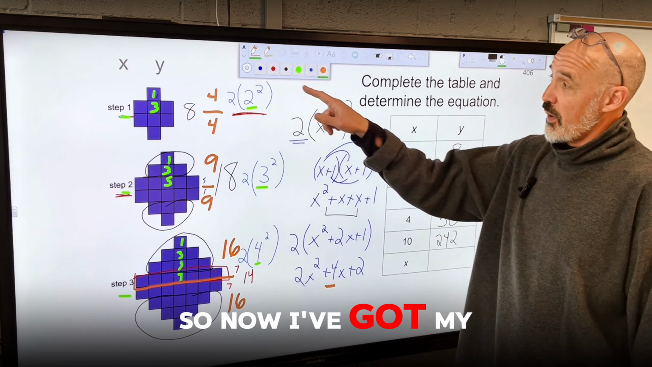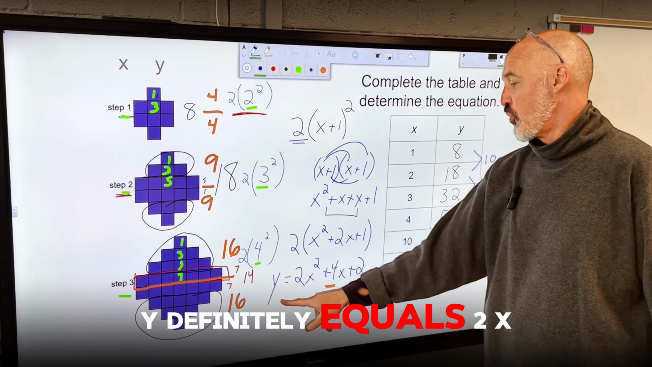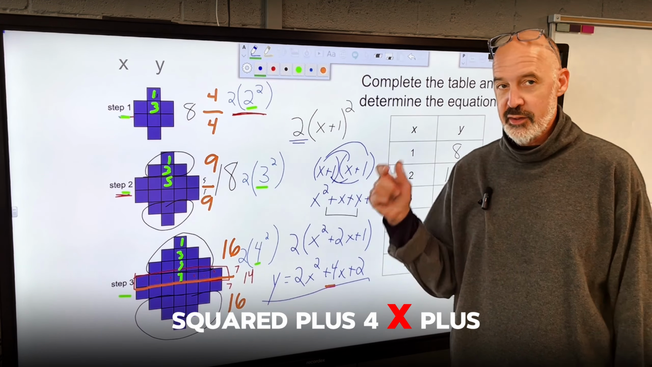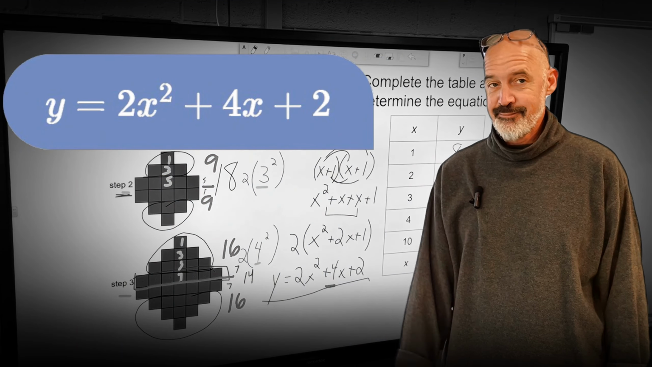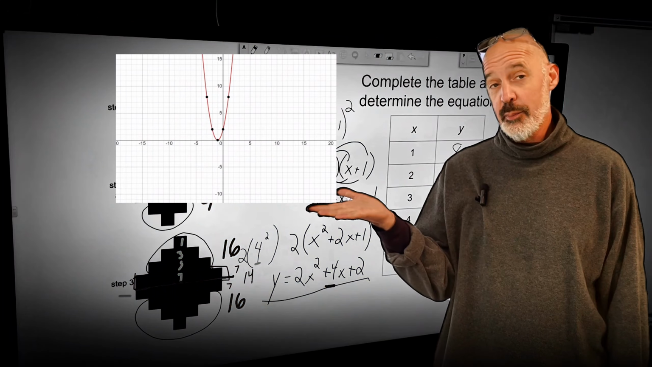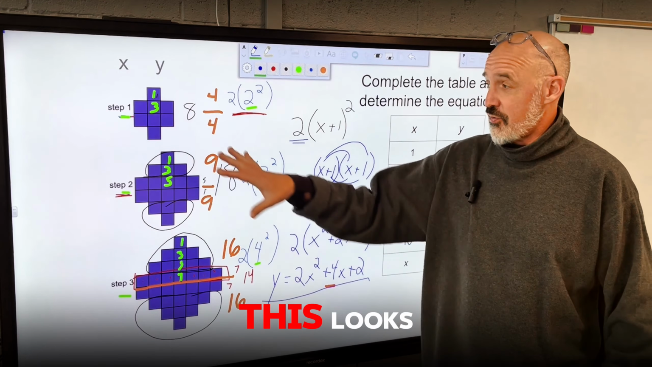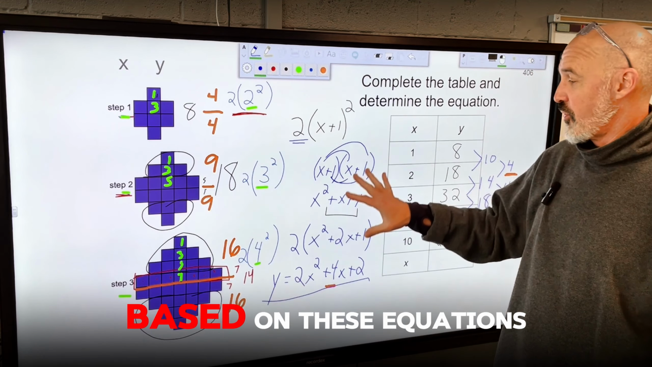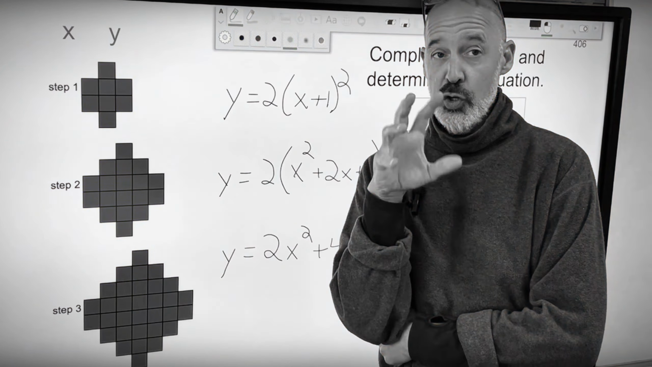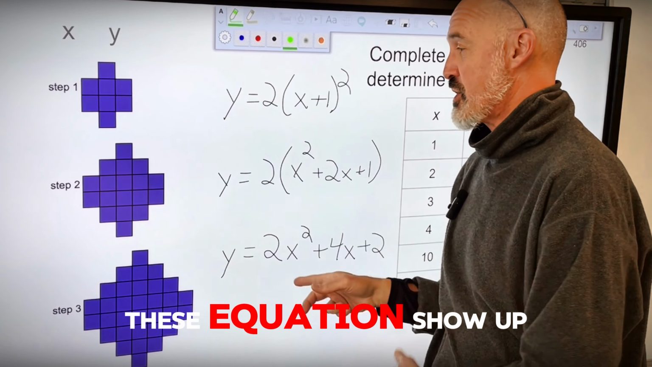Okay, so now I've got my entire equation. Y definitely equals 2x squared plus 4x plus 2. And here it is in graph form. It's going to be a parabola. But let's see if we can pick out the way this looks based on these equations. You're going to want to ask your students to really think about where these equations show up.